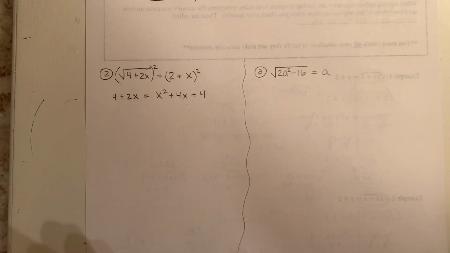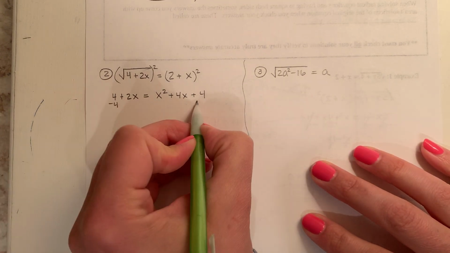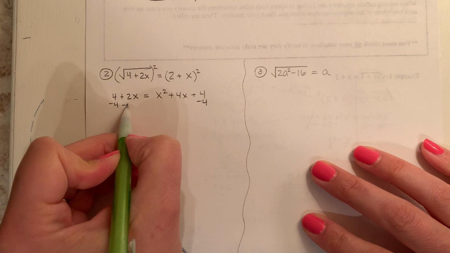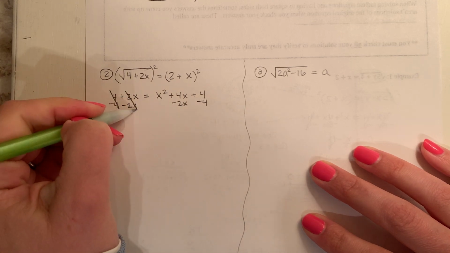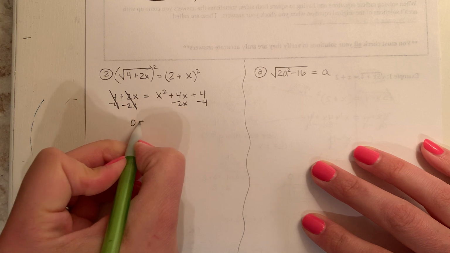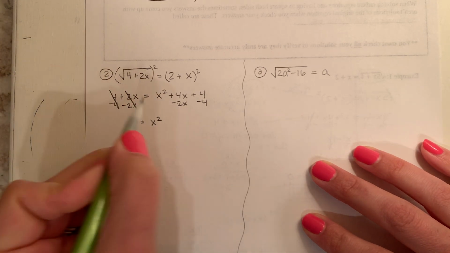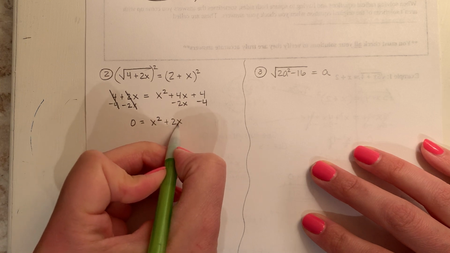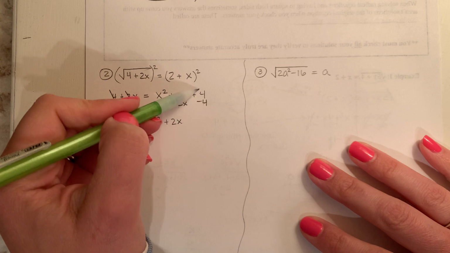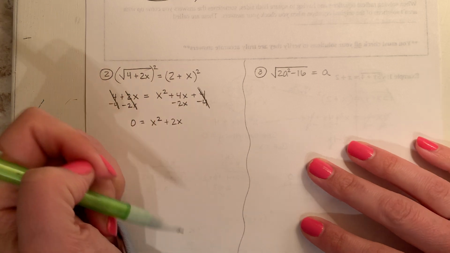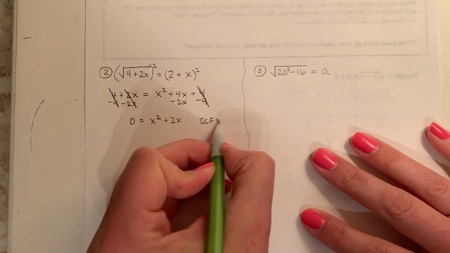Okay. Next step, we want to get it equal to 0. So I'm going to subtract the 4 over here, and then I'm going to subtract the 2x over here. Okay, so the 4's cancel, the 2x's cancel, and I have 0 equals x squared. Now, if I subtract here, 4 minus 2 is 2, so I get 2x. And just like the first problem that we did, 4 minus 4, that cancels as well. That doesn't usually happen.